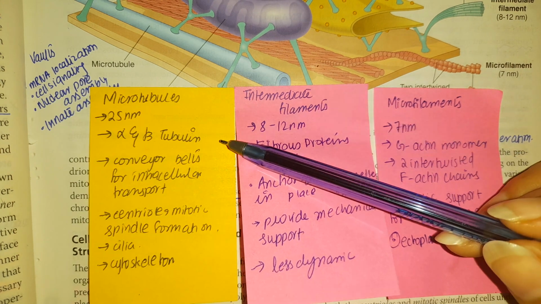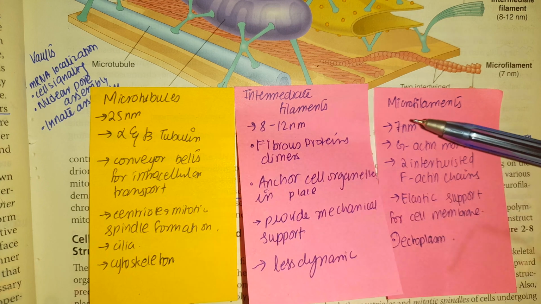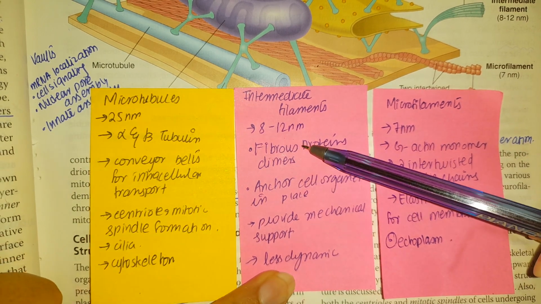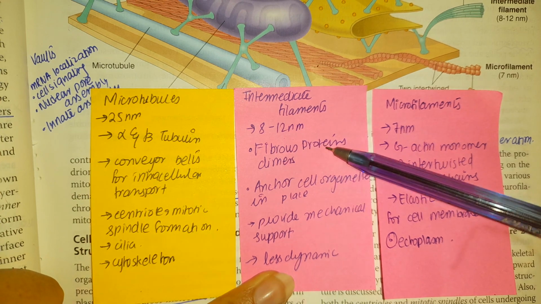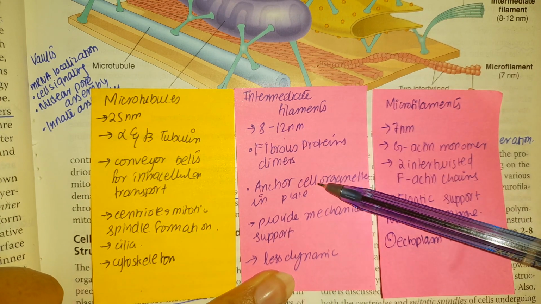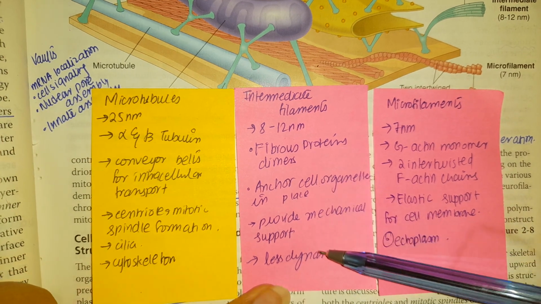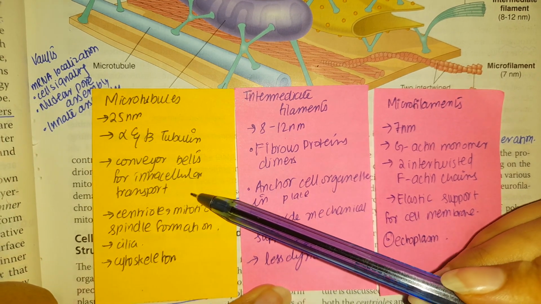Intermediate filaments are intermediate in size between the microtubules and the microfilaments. They are 8 to 12 nanometers in diameter. They contain fibrous protein. They are involved in anchoring function. Since they anchor, they provide mechanical support, but they are less dynamic. They do not move like the microtubules.